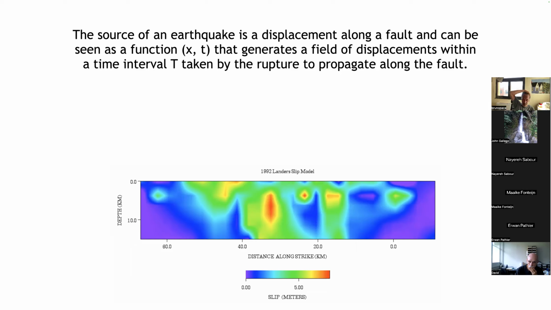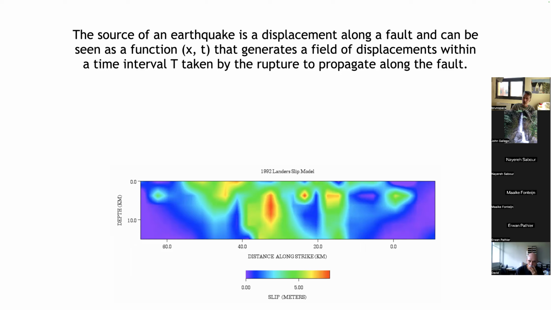This is an example. This is the 1992 Landers slip model. The rectangle is the fault. So we have more or less 15 kilometers in depth and 80 kilometers in length. And the different colors mean the different slip that was produced by the earthquake. Of course, it's not totally instantaneous.